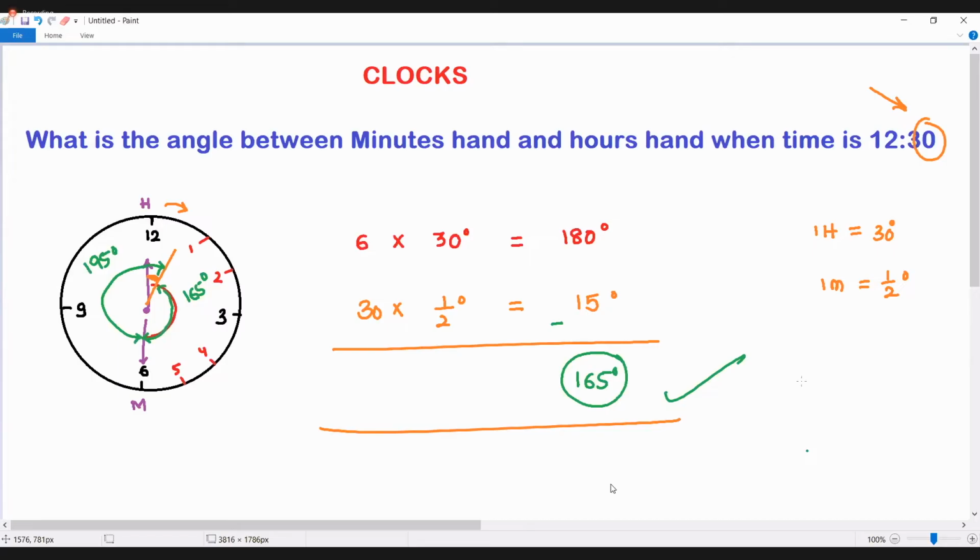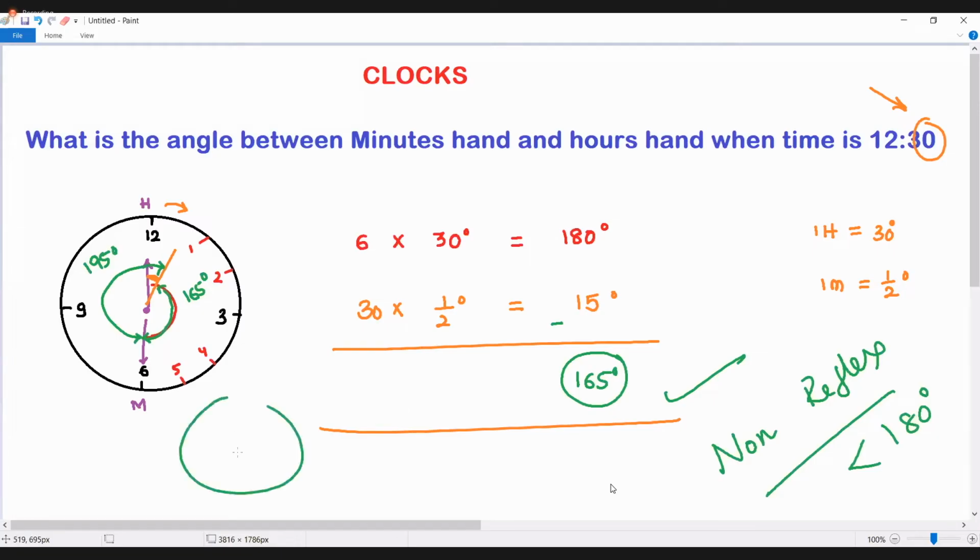But in most cases in the exam, you are going to get an angle which is called a non-reflex angle. Always give priority to taking an angle which is less than 180 degrees. So 165 is the correct answer, and the other angle we can also get like this.